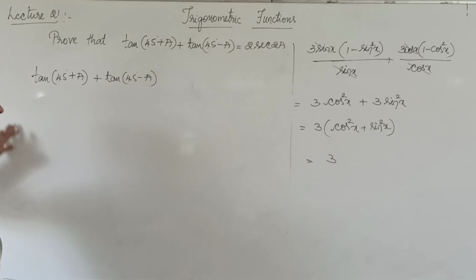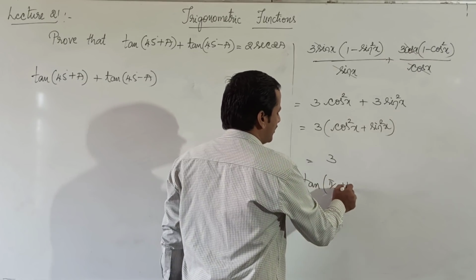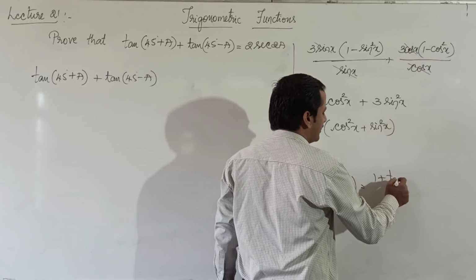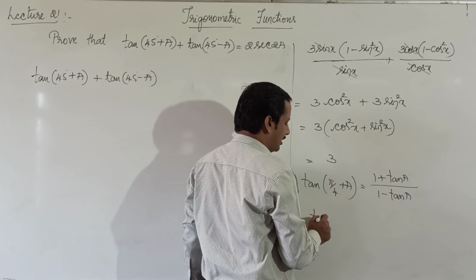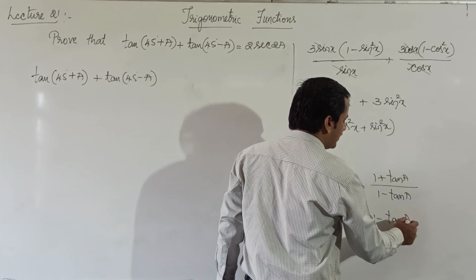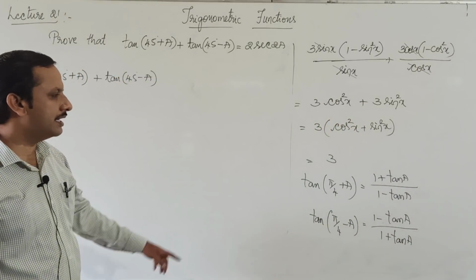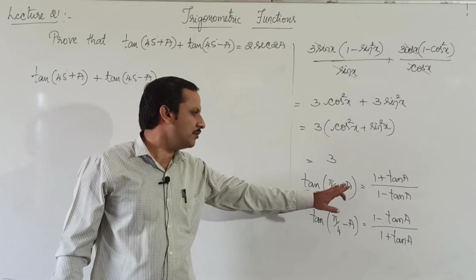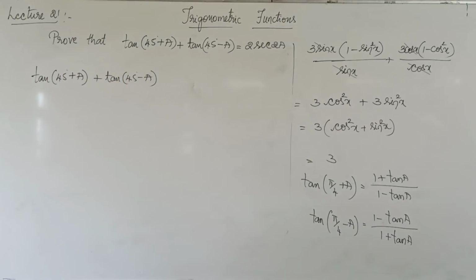You know this formula: tan(π/4 + A) is equal to (1 + tan A) divided by (1 - tan A). We have seen this result already. And tan(π/4 - A) is equal to (1 - tan A) divided by (1 + tan A). This is the formula we know. Here π/4 in terms of radians is 45 degrees in terms of degrees.